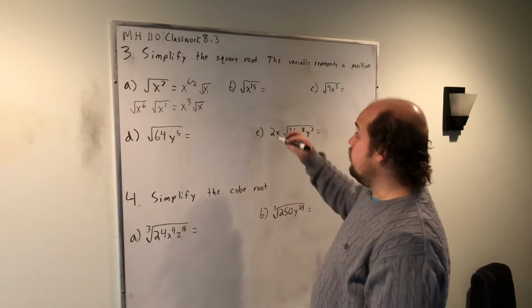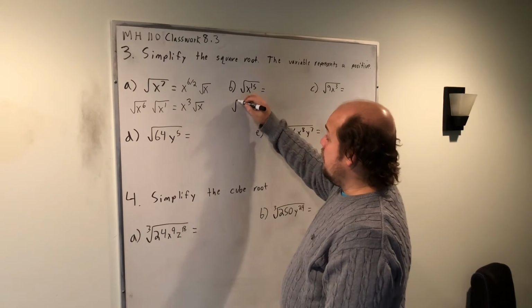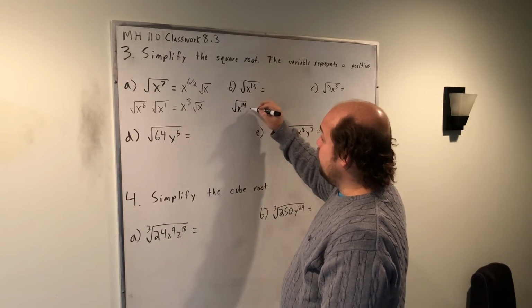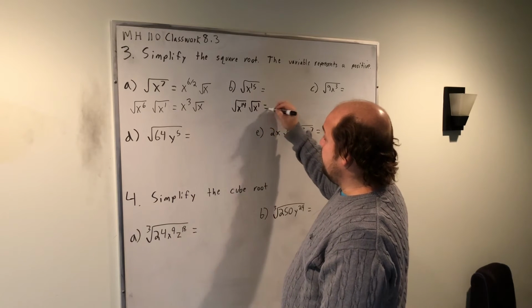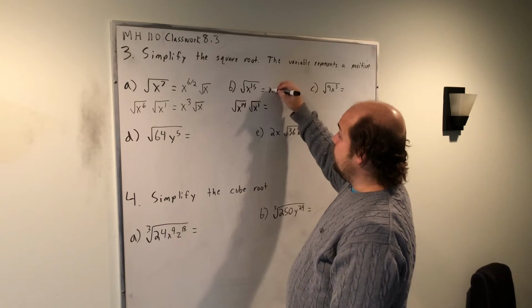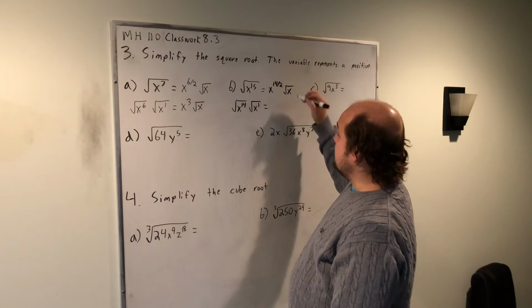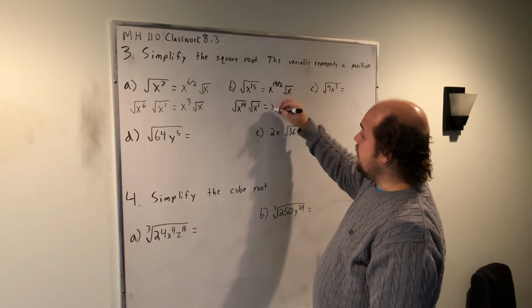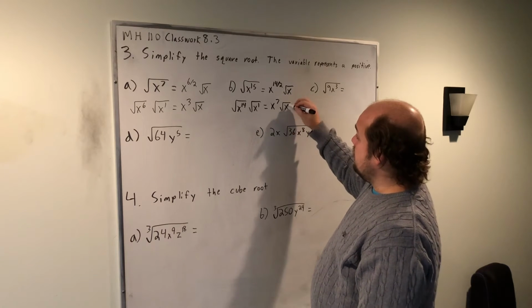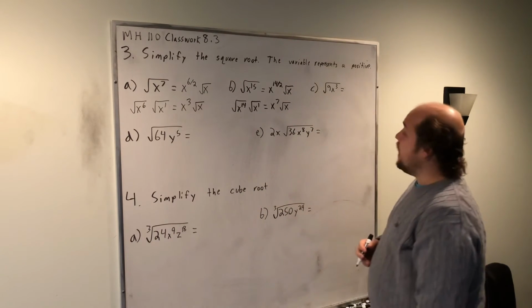When I do it for the root of x to the 15th, I break it down into the root of x to the 14th, the root of x to the 1st. Root of x to the 14th is x to the 14 divided by 2, and the root of x stays behind. 14 divided by 2 is x to the 7th, so it becomes x to the 7th root of x.